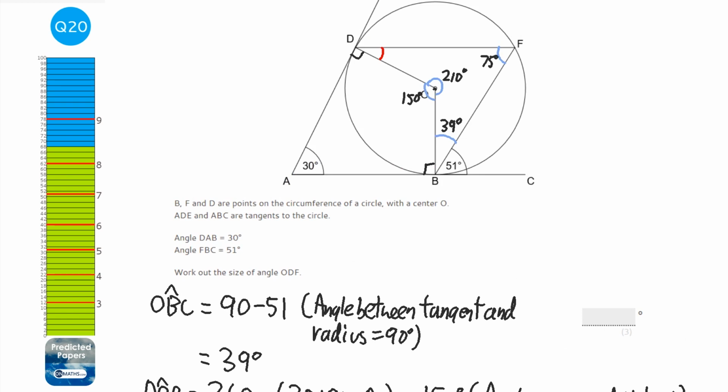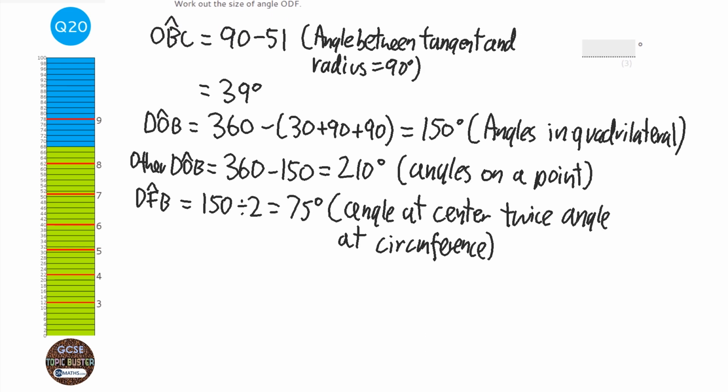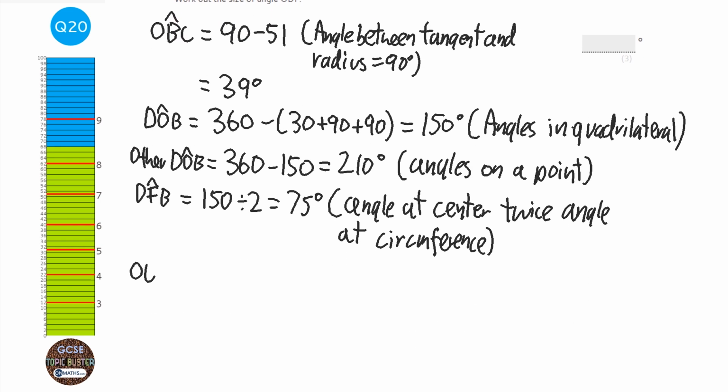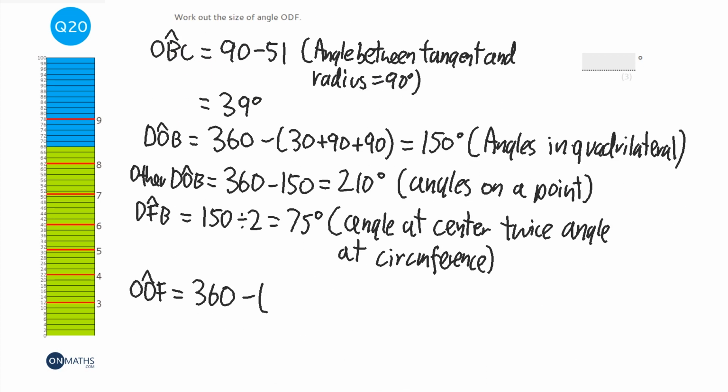And if you look, we've got the arrowhead BFDO, which is a quadrilateral, and we've got three of the angles. So we can work out ODF. I'm going to have to scroll up because my memory is not that good. So we're going to take them all away from 360. And what is it? 210, 75, and 39.